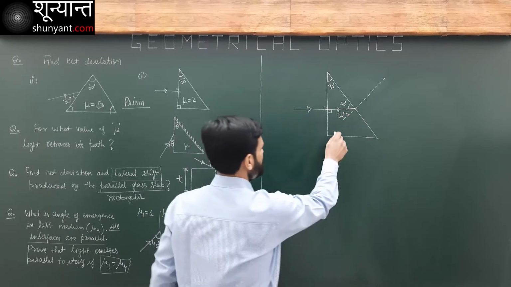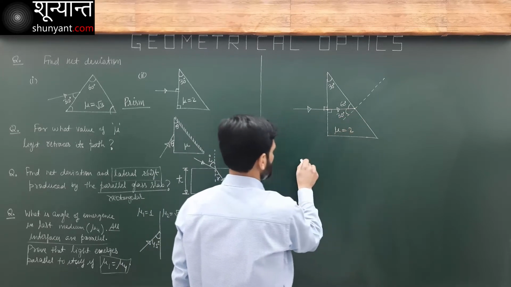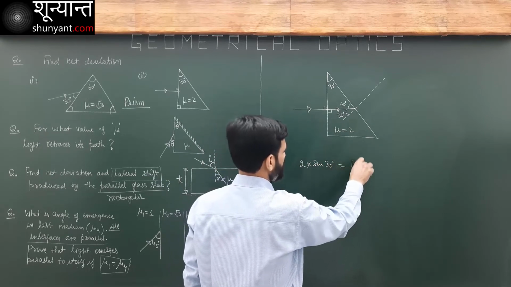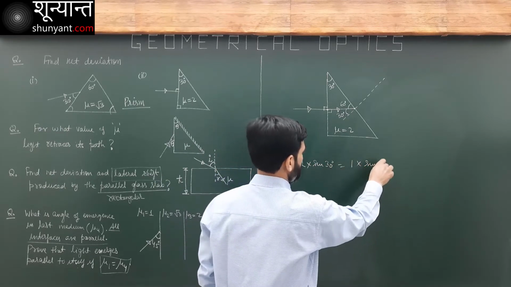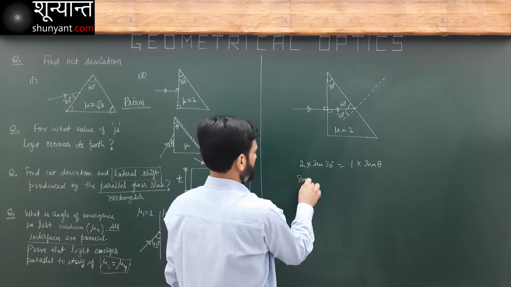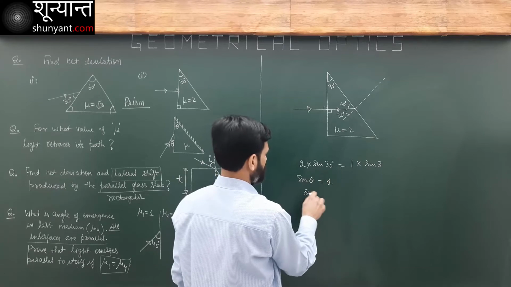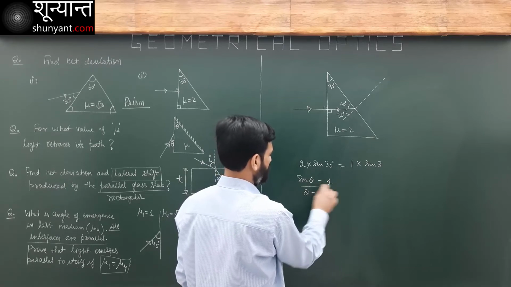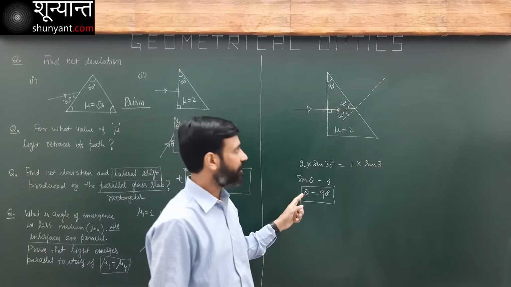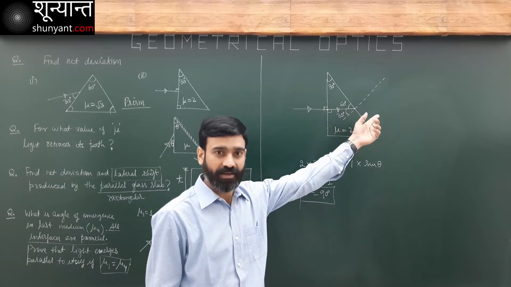This mu is given. Mu is 2. So 2 times sine 30 is 1 times sine theta. Let's say I want to find theta. So what is sine theta? Sine theta will be 1. What is theta? Theta is 90 degree. Now what does that mean? This is the angle of refraction. This is the angle in the second medium, that is air.